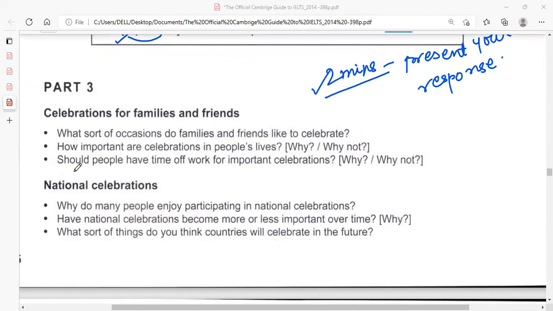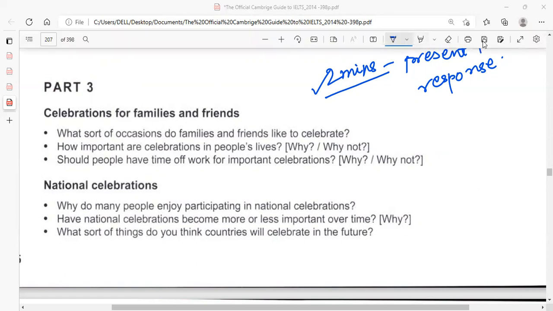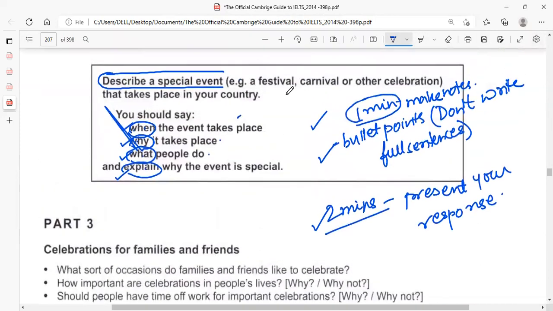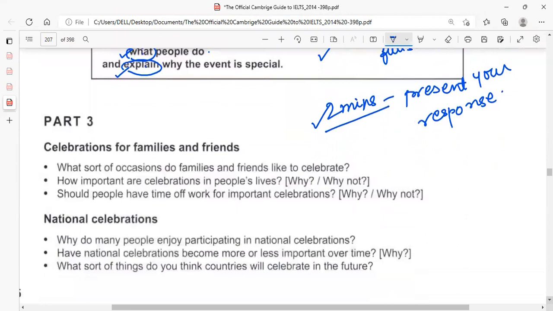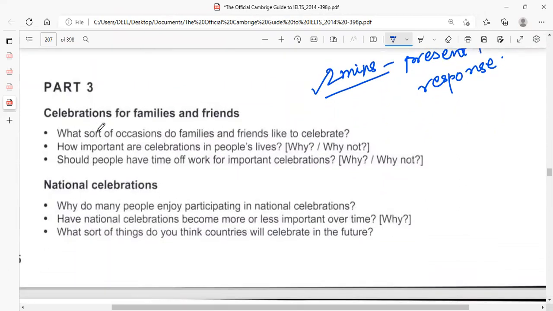Yeah, the content of the questions, I mean, the topic would be similar. Like if you look at your part 2, you will see that it is asking you about some sort of special event. And in your part 3 also, the topic of the questions are similar, asking you about celebration. But then the content is different.